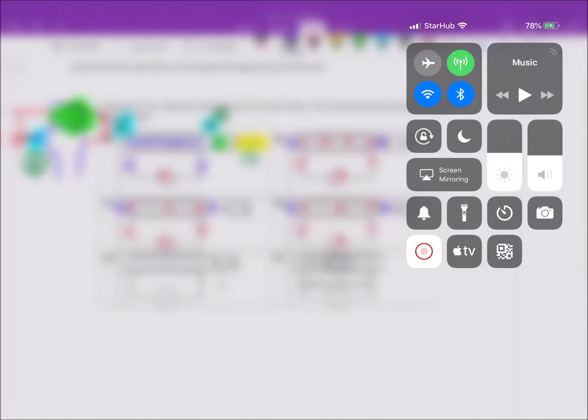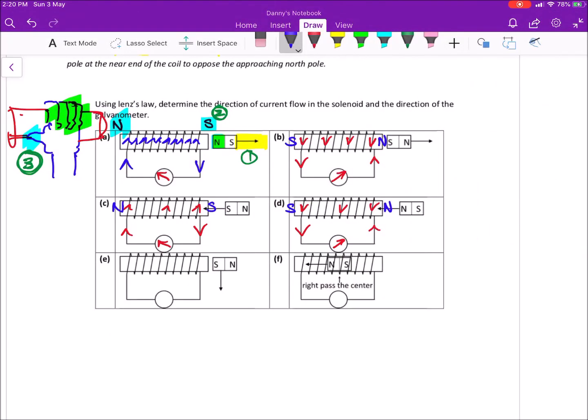So have you tried the question? Okay, I'm going to show you the answer. For B, C and D, I would not go through the questions. You just check whether it's correct or not. If it is wrong and you can't figure it out, please book a consultation with me.